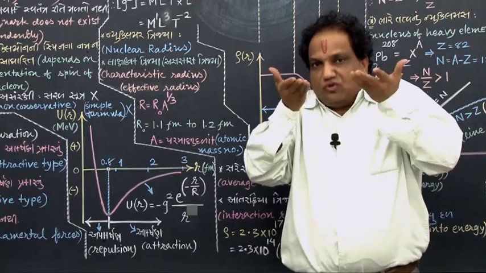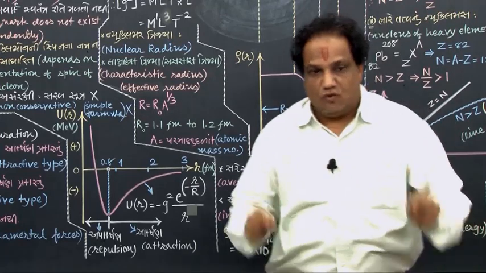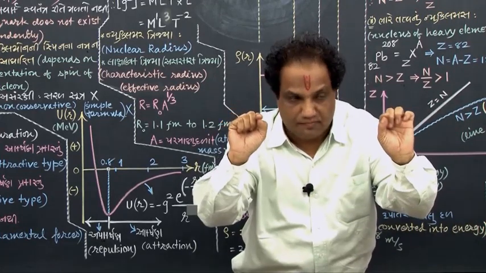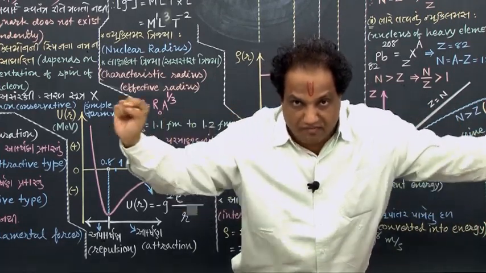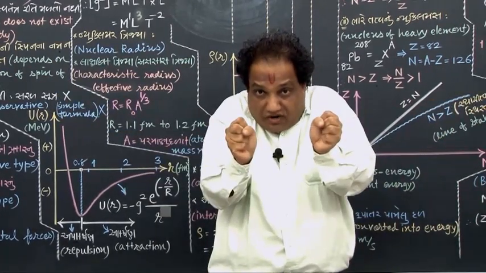From negative to 0, so potential energy is increasing. You know how it is increasing? I am showing you. When separation between two nucleons is becoming greater than 0.8 Fermi, at that time the forces between them are of attractive type.